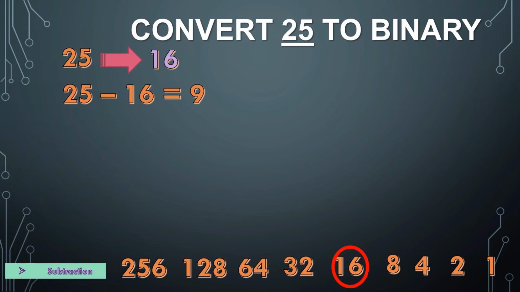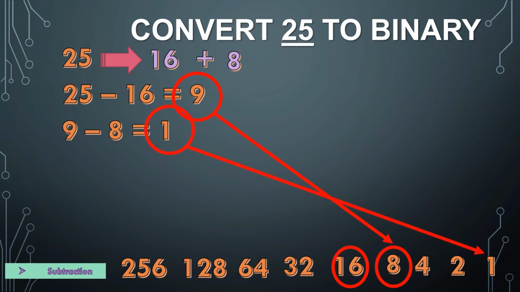So 25 is equivalent to... we are going to use the highest base number less than 25, which is 16. So we will start with 16. 25 minus 16 is equal to 9. And the highest base number less than 9 is 8. So 9 minus 8 is equal to 1. And we're going to write 1 on that part.